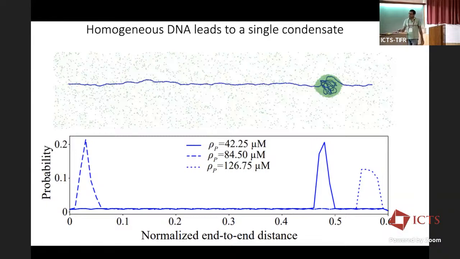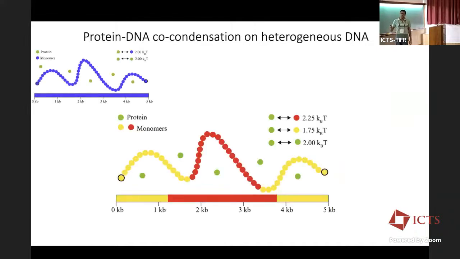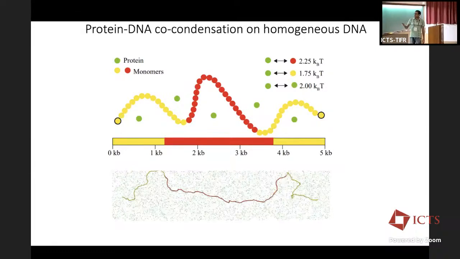So then you can look at their position and see the size as you change concentration. This feature is robust, you always see one condensate. Now we said, let's add some heterogeneity, because we want to understand the effect of actual DNA sequence heterogeneity. We first take a simpler version of it, where at the middle of the DNA we introduce a high affinity region, and there is a low affinity region in the flanking parts. Then you again simulate it.